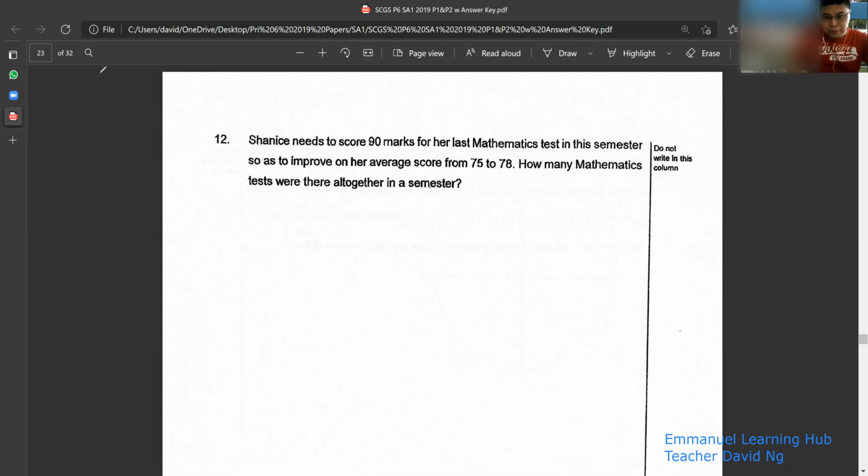Okay, this one, you can actually use algebra to do. Let's try the algebra method, see if you understand. If you don't understand, we try another method. Let the number of tests altogether be N.